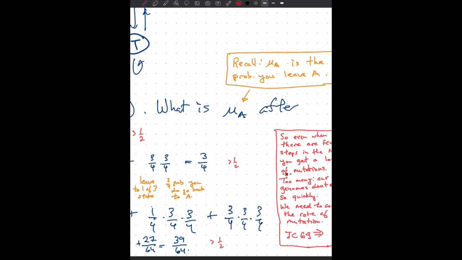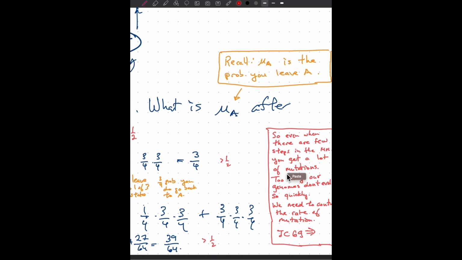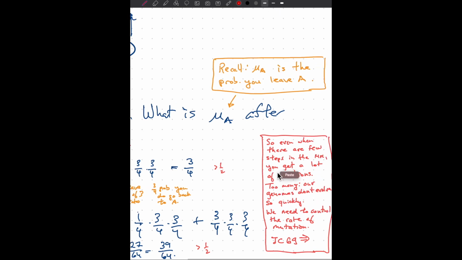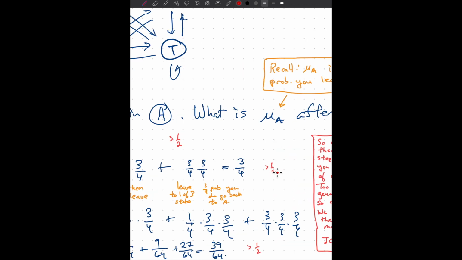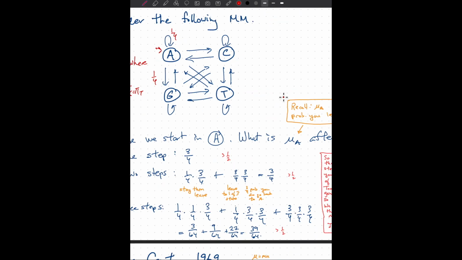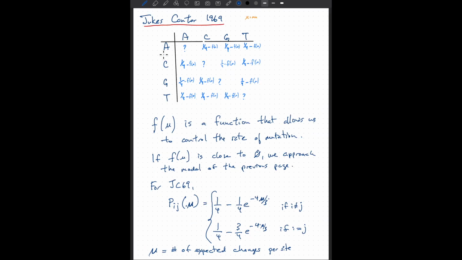Too many, our genomes don't evolve so quickly, and so we need to control the rate of, whoops, I'm sorry, it's not quite coming over. We need to control the rate of mutation. That's the trick, and that's what Jukes-Cantor 69 gives us. It's a way of basically inflating the probability that you stay the same nucleotide. So these self-arcs are very important. So then this is the Jukes-Cantor model.